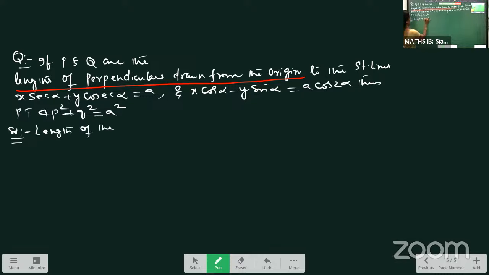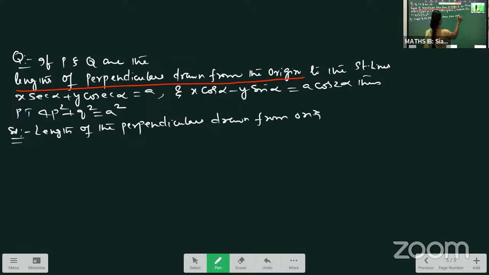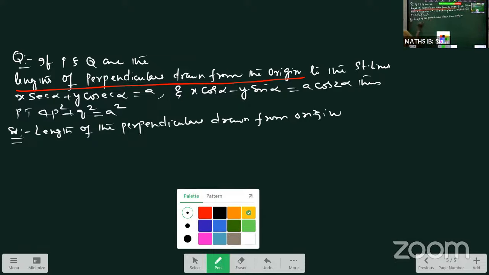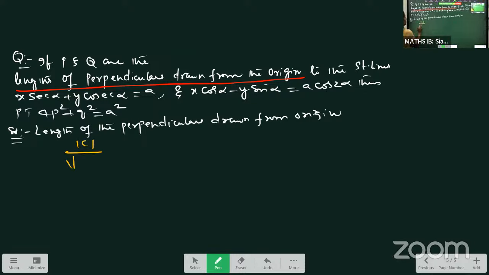the perpendiculars drawn from the origin. Remember this formula: mod C by root over A square plus B square. Mod C by root over A square plus B square. So apply the same formula for this one.